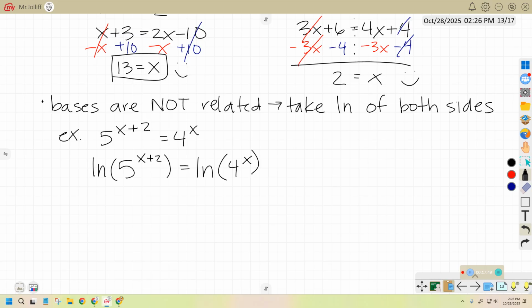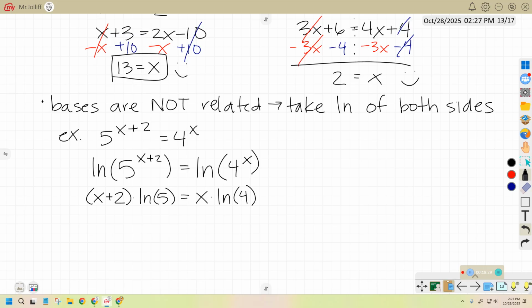Yeah, I'm going to need to use the properties of logs to get x out of the exponent and do the math. So first, if I have an exponent inside a log, I know I can pull it out in front as a coefficient. Those logs pick off exponents. So this x plus 2 is going to come down in front. And over here, the x is going to come down in front. Which has solved the problem with the variables in the exponent and turned it into a linear equation.